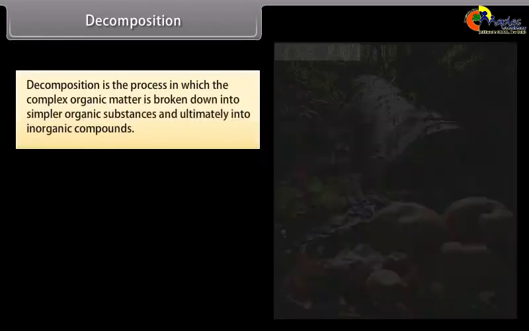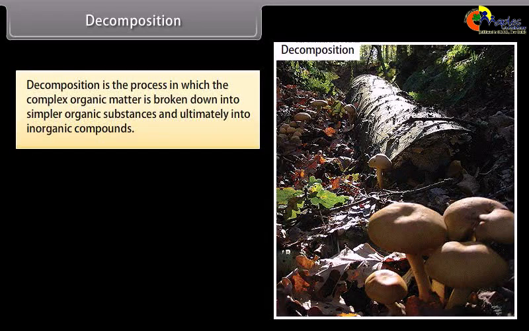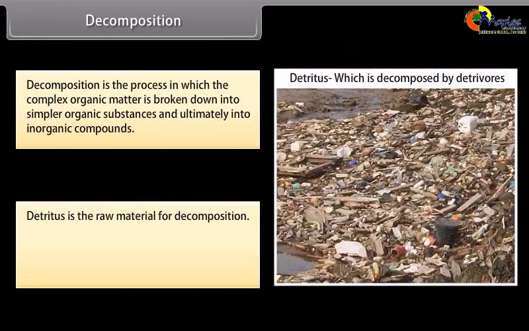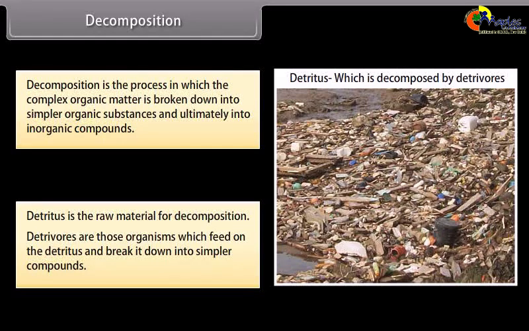Decomposition. Decomposition is the process in which the complex organic matter is broken down into simpler organic substances and ultimately into inorganic compounds. Detritus is the raw material for decomposition. Detritivores are those organisms which feed on the detritus and break it down into simpler compounds. There are following steps in decomposition.